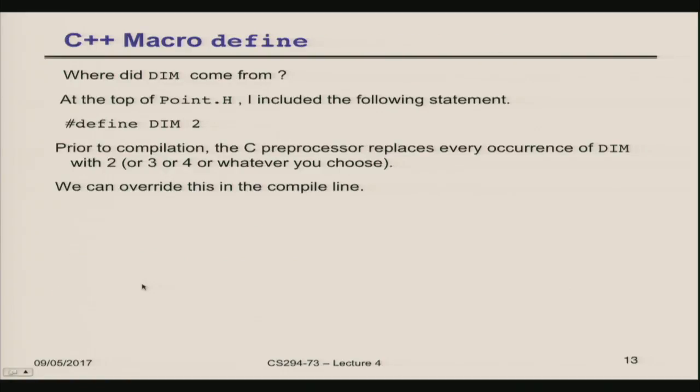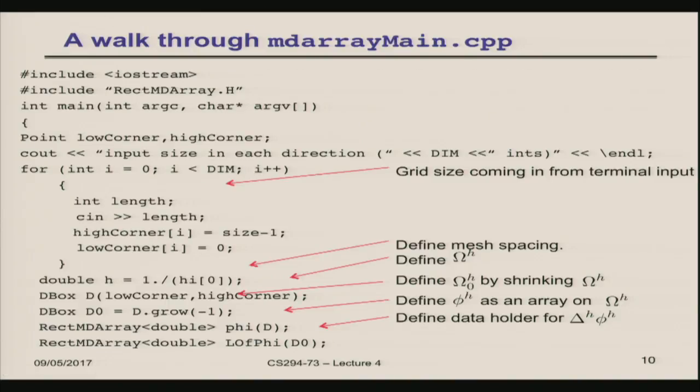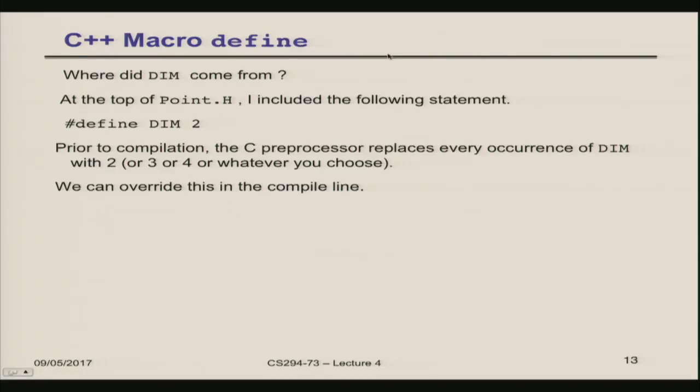So, a couple of questions you should be asking. Where did DIM come from? Well, at the top of point.h, I included the following statement: #define DIM 2. And so prior to compilation, the C preprocessor replaces every occurrence of DIM with 2, provided you have point.h in the header there. We'll get to where point.h came from, because all I have here is rectMD array.h. So where did point.h come from? I'll show you in a minute.